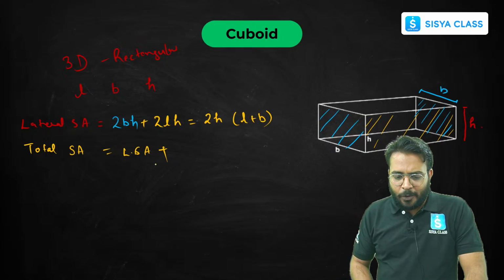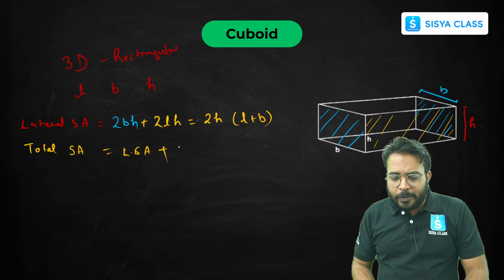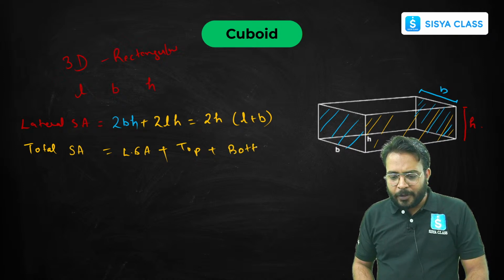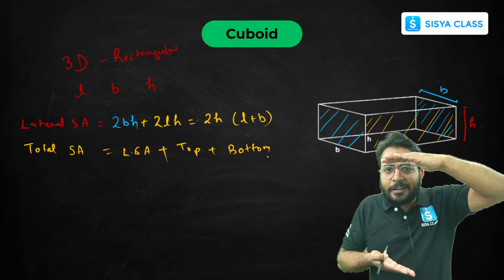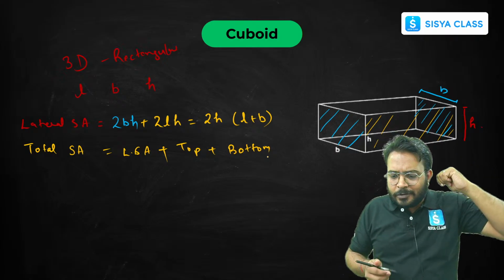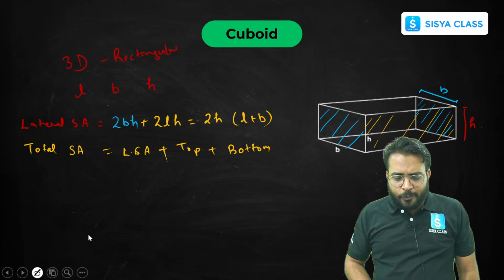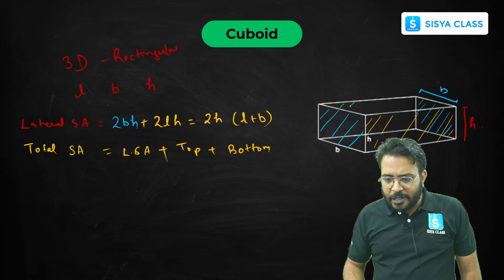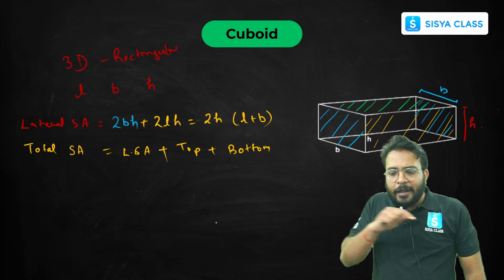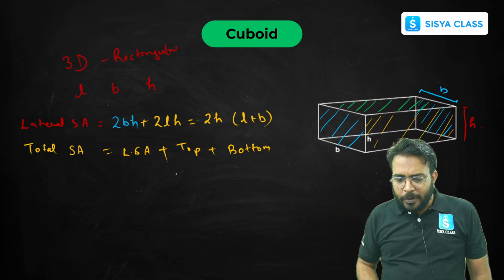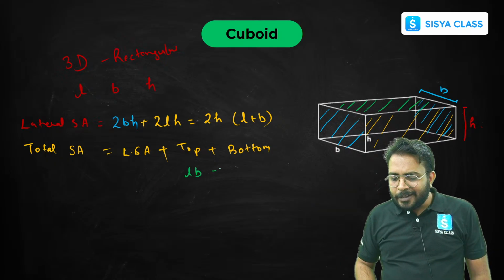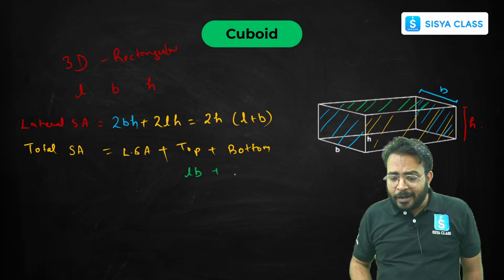Now, lateral surface area plus area of top plus area of bottom. Whatever the area of the top surface, the same area is going to be for the bottom surface also. If I want to find the area of the top surface, it is going to be l into b, where l is the length and b is the breadth. The same area is for the bottom also, so we can write 2lb.